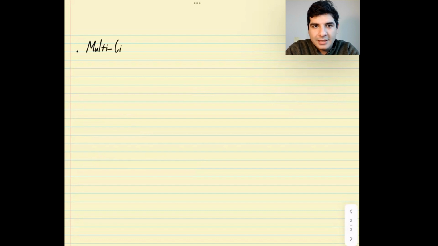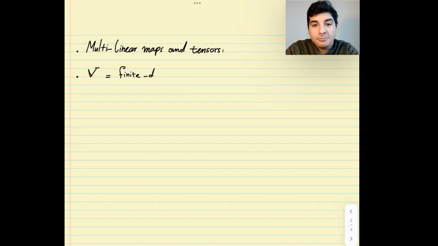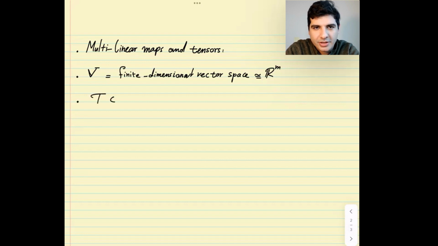So we discussed multilinear maps and tensors over vector spaces and over Euclidean spaces, right? So let's do a quick review. Let's say V is a finite dimensional vector space. We know any finite dimensional vector space over R is essentially isomorphic to some R^m, for some positive integer, or non-negative integer, m.